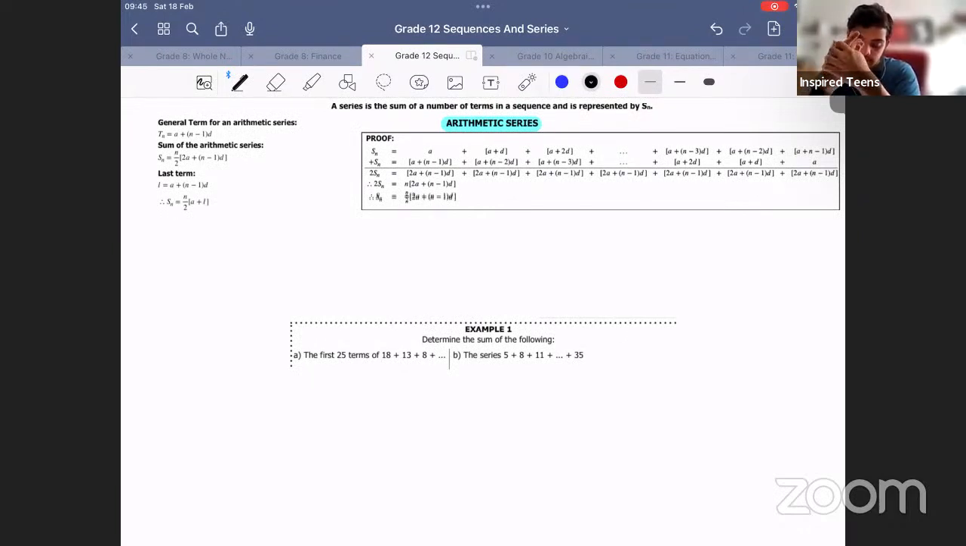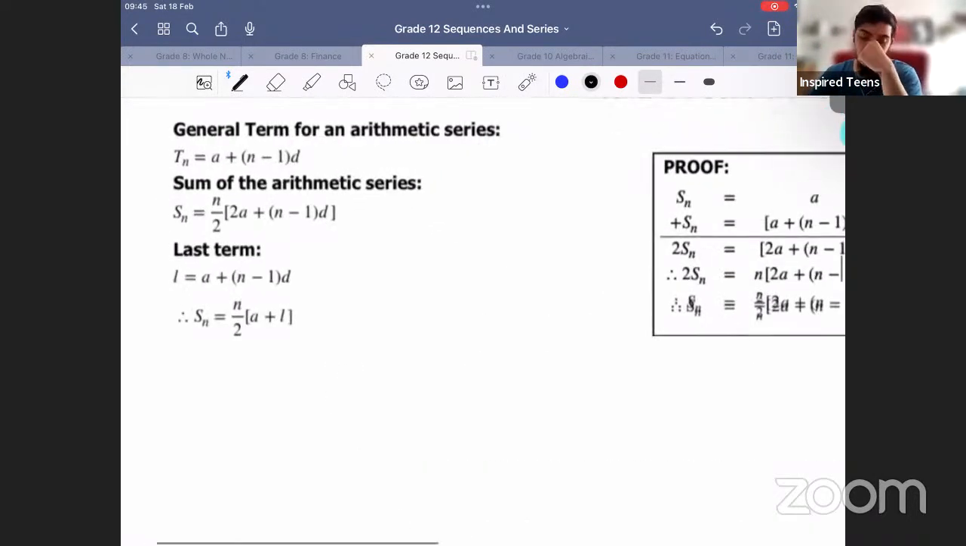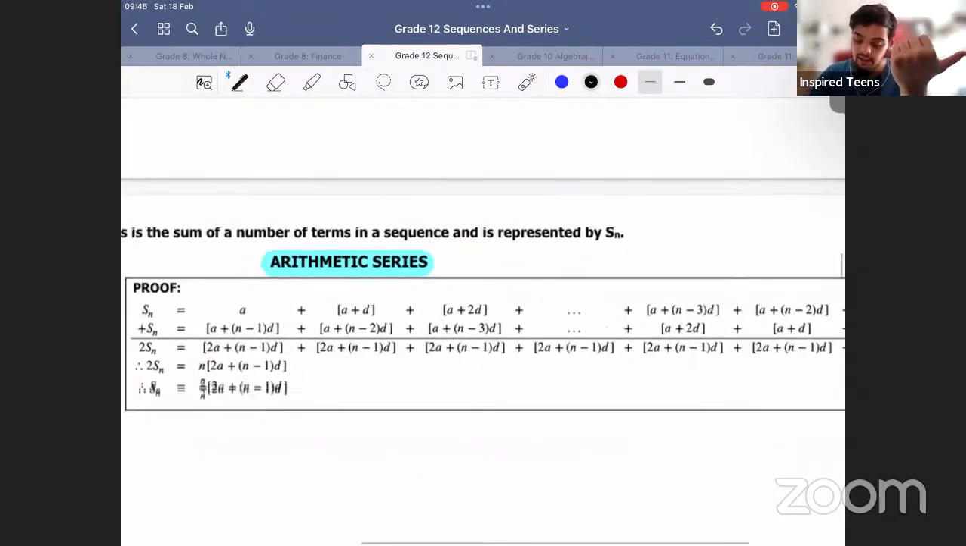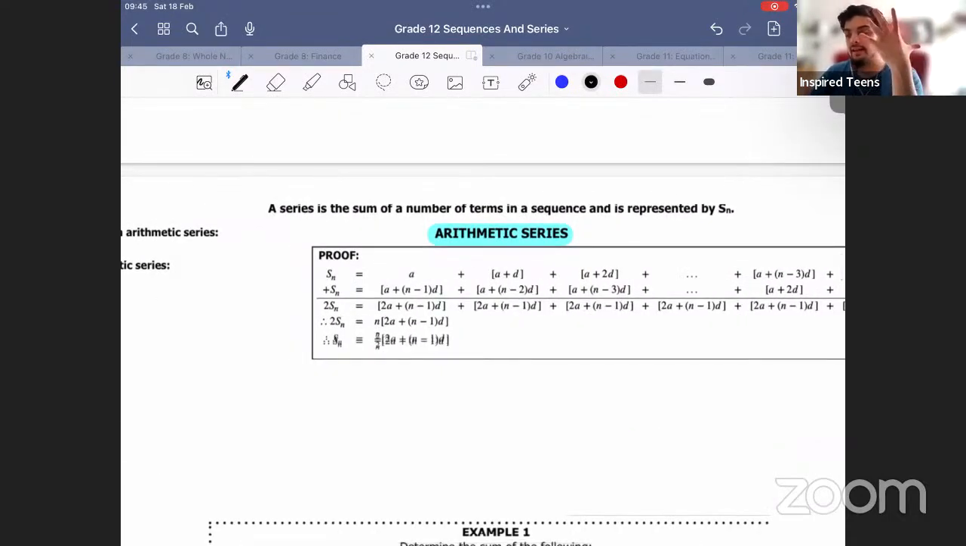A series is the sum of a number of terms in a sequence and is represented by Sn. So basically we deal with sequences and series. I'm sure you guys just learned this as sum, but basically it's arithmetic series, right? That's the correct term for it. It's represented by Sn. So instead of Tn, it's Sn. And it is basically the sum of all the patterns. So you are adding up all the patterns.